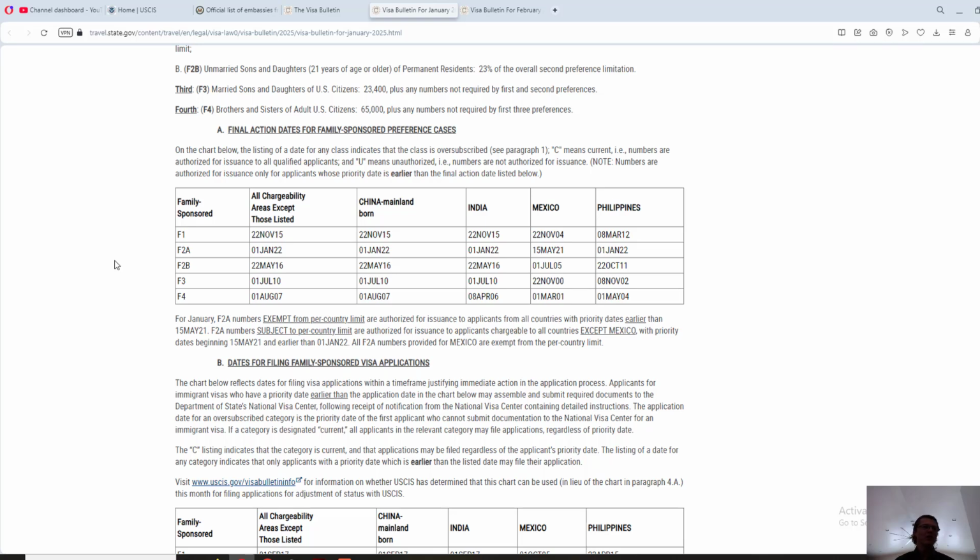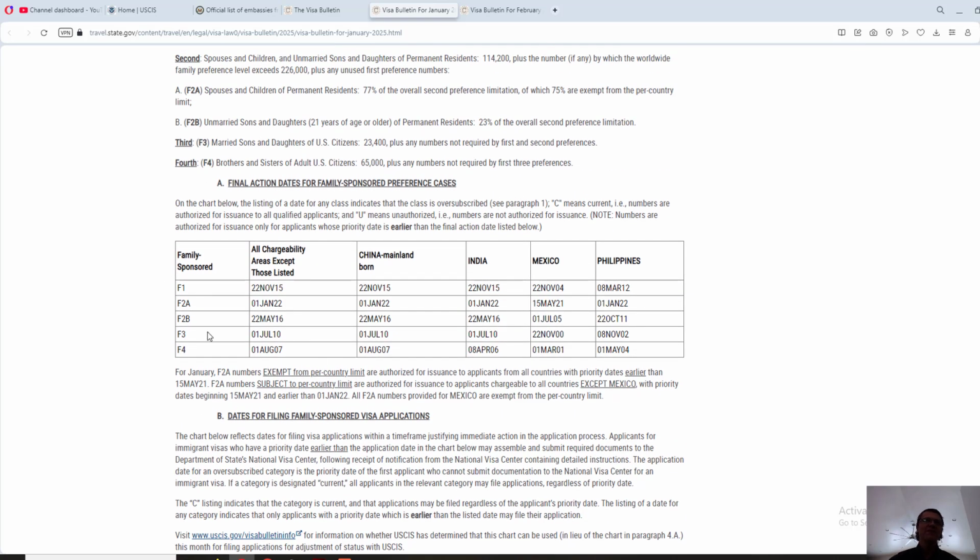If you're not documentarily qualified yet, you're logging into your NVC, you can't do anything, you can't fill out anything, you can't pay the fees, and you wonder when it's going to be open for you to start the documentary qualification process, you're looking at graph B.